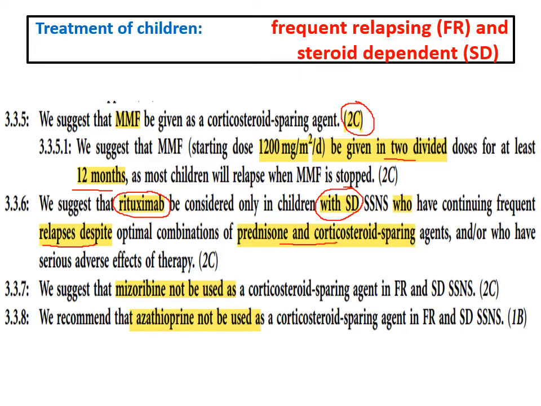So when to use rituximab: you can give rituximab if the child is steroid dependent and still has relapses despite steroids and other immunosuppressive administrations. Mizoribine shouldn't be used, and azathioprine shouldn't be used.